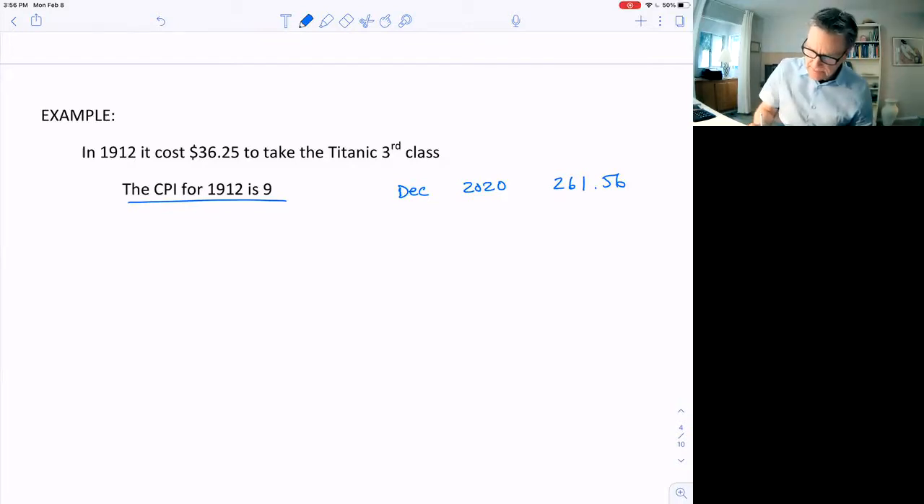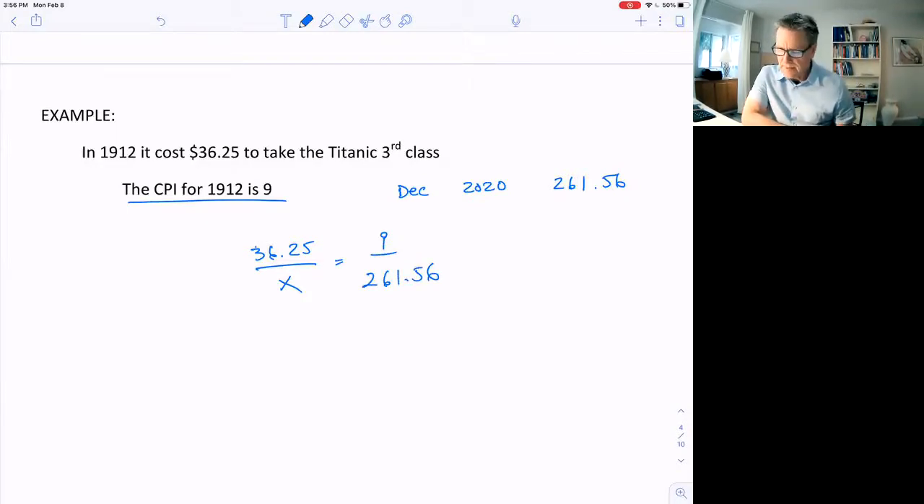So the way I can do this is say, how much is $36.25 worth? Well, it's just a ratio. 36 is to X as 9 is to 261.56. And solve for X. If $9 is worth $261 today, how much is $36 in 1912 worth today? So we just multiply 36.25 by 261.56 and divide by 9, and I get $1,054. So that's about what he won in that poker game.